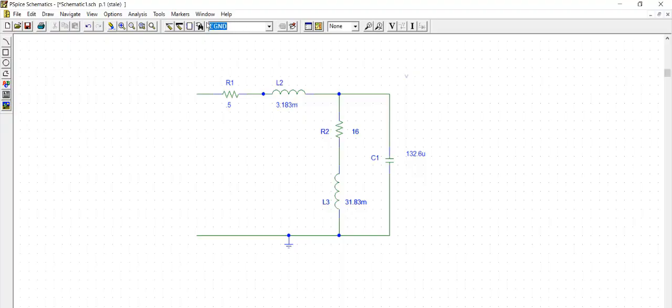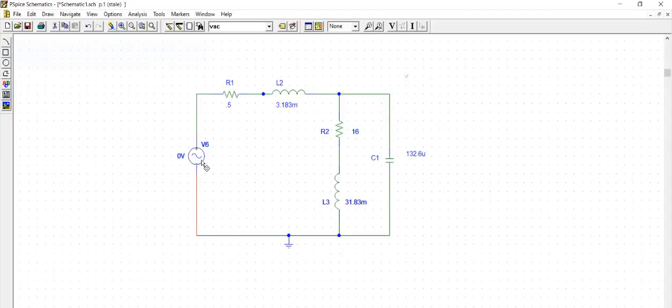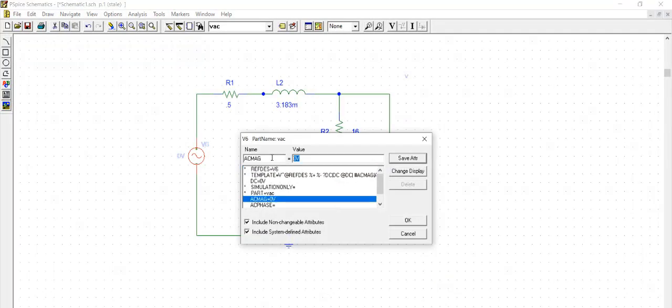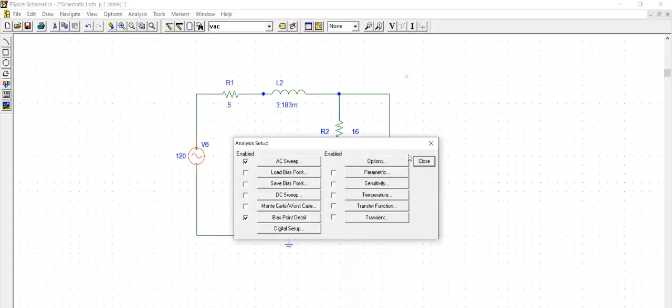So select VAC and place it here, and let's complete the circuit. Now for this, our input voltage is 120 with a phase angle of 0. So input these values. Now go to the setup analysis and select AC sweep.